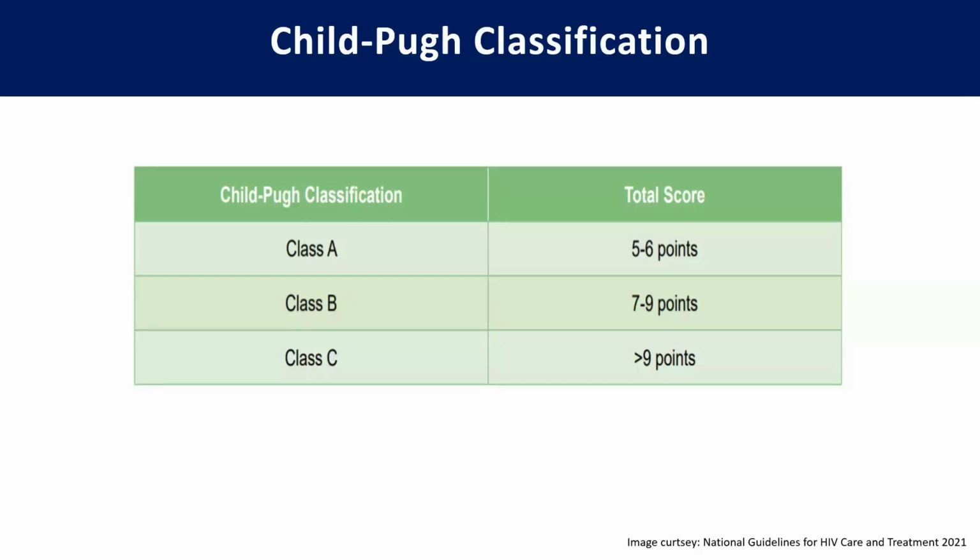If the patient has hepatotoxicity or underlying liver disease with Child-Pugh classification of B or C, then this patient cannot be given atazanavir, ritonavir.